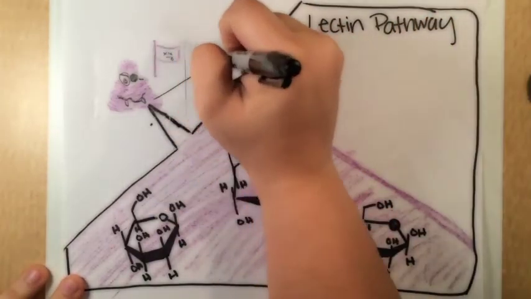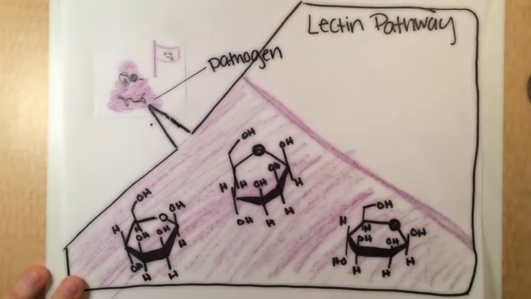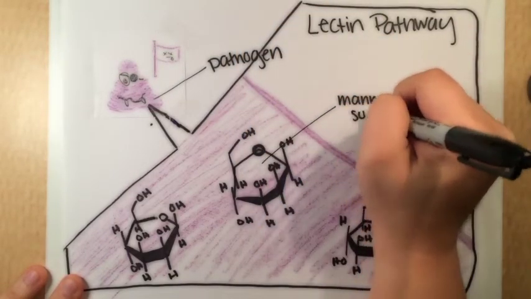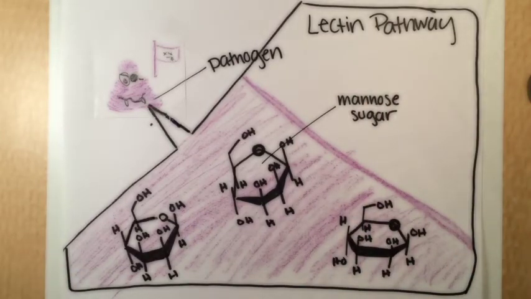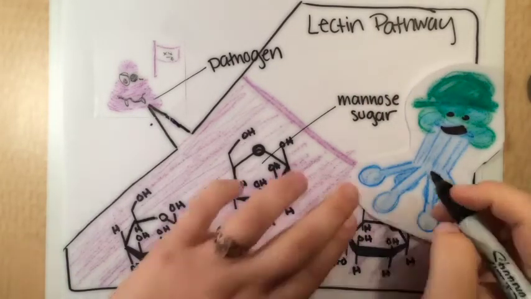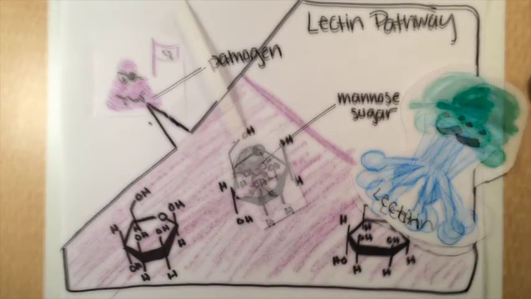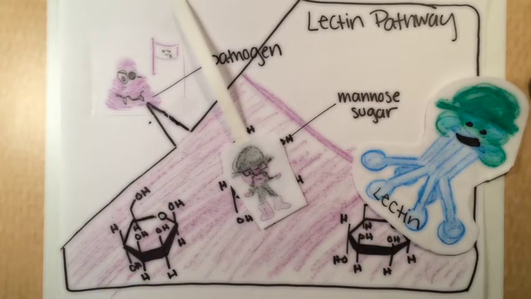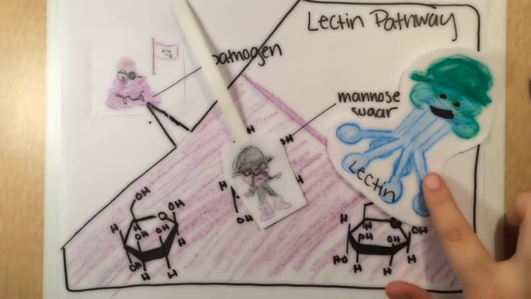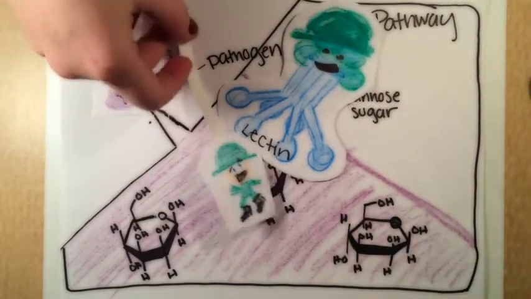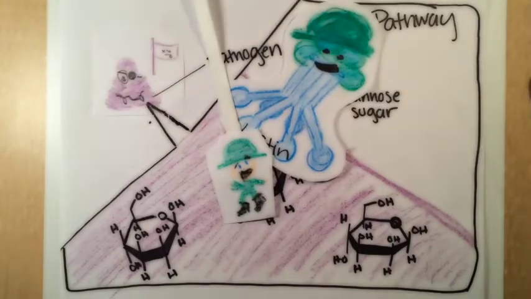The activation of the lectin pathway is dependent on the binding of a lectin to mannose sugar on the surface of a pathogen. A war analogy for the lectin pathway would be using a double agent. The mannose sugar belongs to the pathogen but commits treason upon the arrival of lectin soldiers.